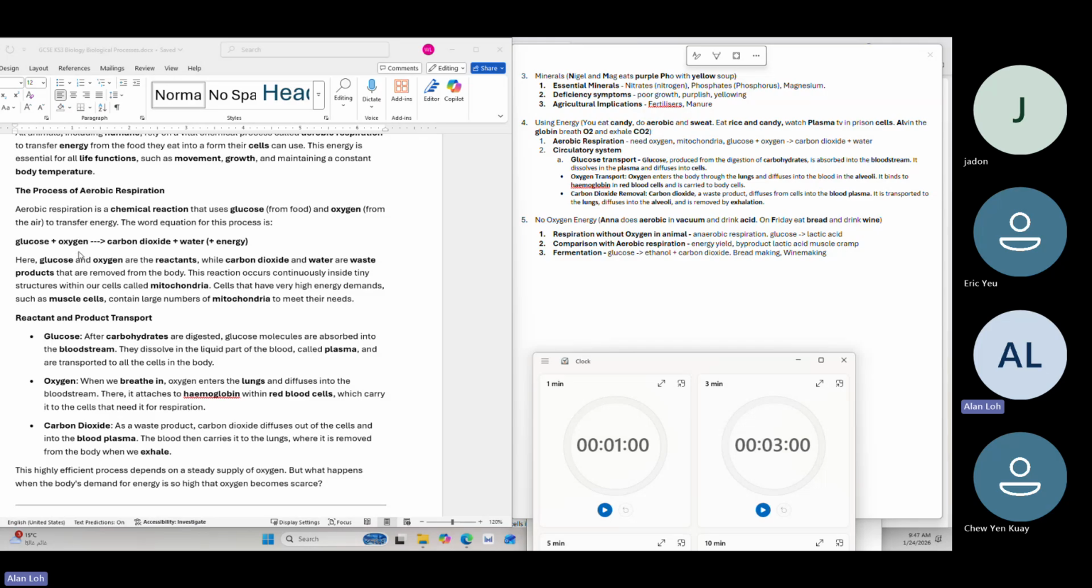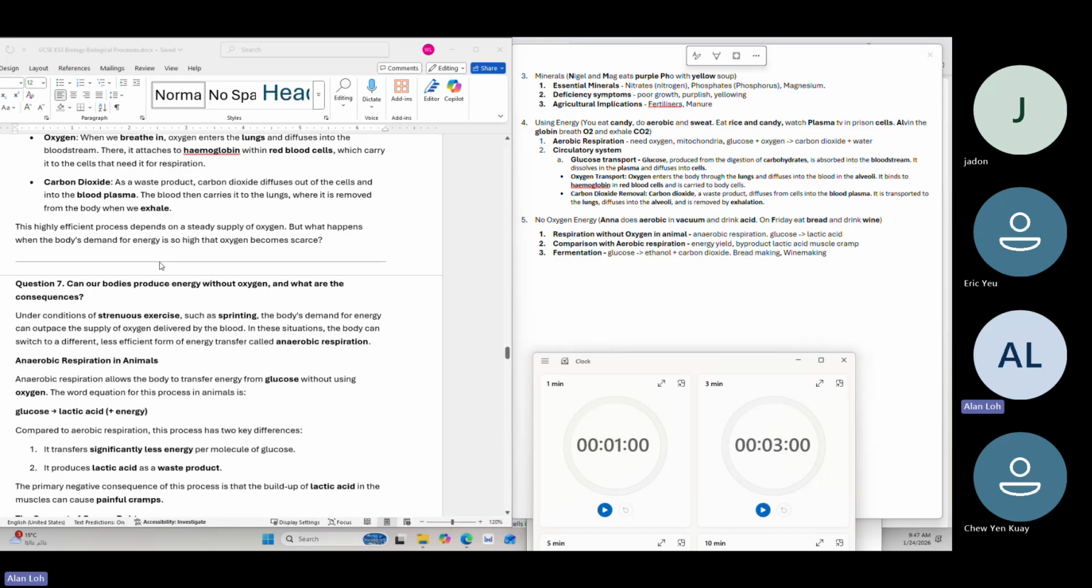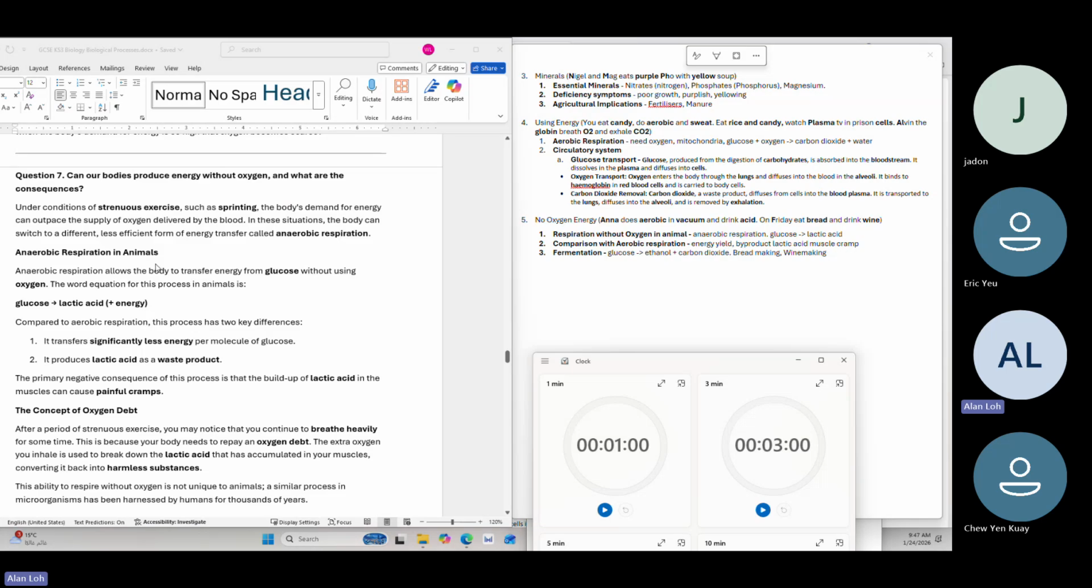Anaerobic is the next one that you're going to learn in drawer number 5. The difference is aerobic uses oxygen. Anaerobic does not use oxygen, but you're still able to produce energy. Next, you will know in more detail what anaerobic is, right? So let's go to question number 7. Let's start now. This is drawer 5.